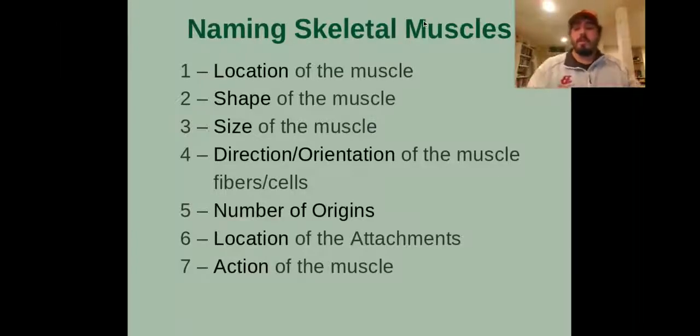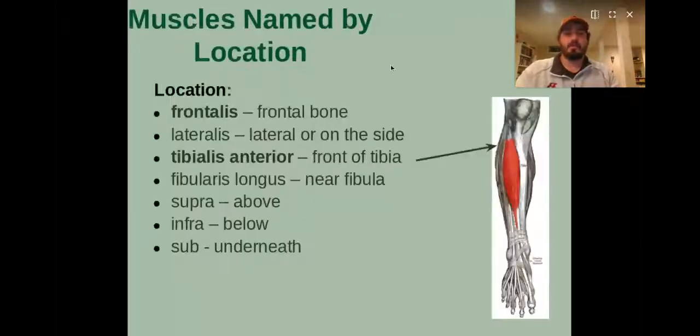So again, these are really important to know because as we do practical work and in-person work to learn, identify, and memorize some of these muscles, it's going to make it that much easier if you understand what the name actually means. It'll be a lot easier to actually identify it. Okay, so the first one would be location, right? So where is that muscle located on the body? Is there some type of landmark nearby that we can name it after?